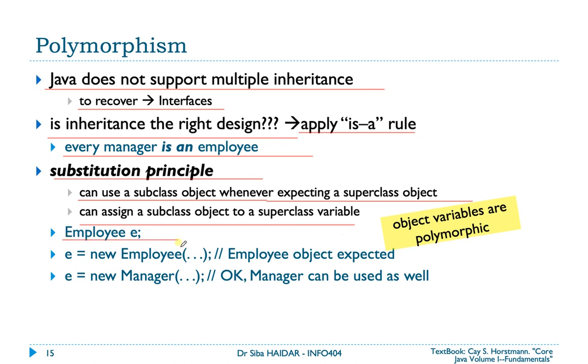You declare Employee e. So here the declared type of the variable e is Employee. You can either write e = new Employee(...), or write e = new Manager(...). Both are okay, and this is called polymorphism. Object variables are polymorphic. Here e is an object variable and e is polymorphic. It can hold either an object of the same declared type, or an object of a subtype of this declared type.